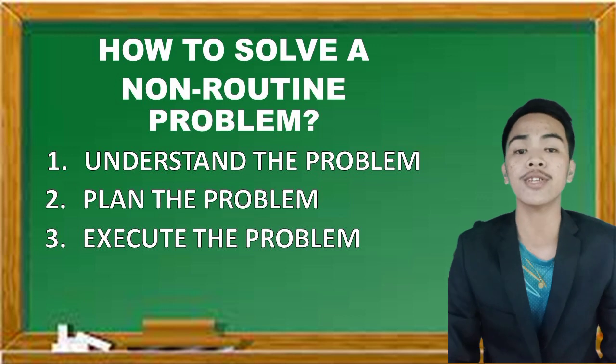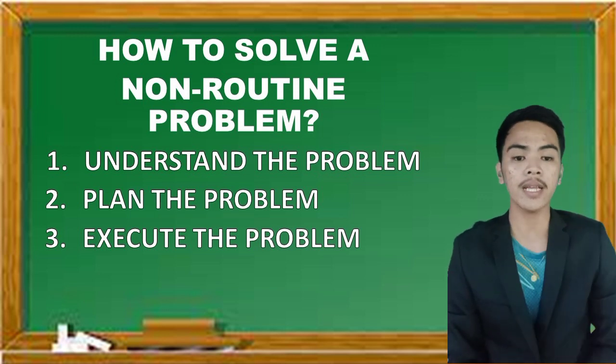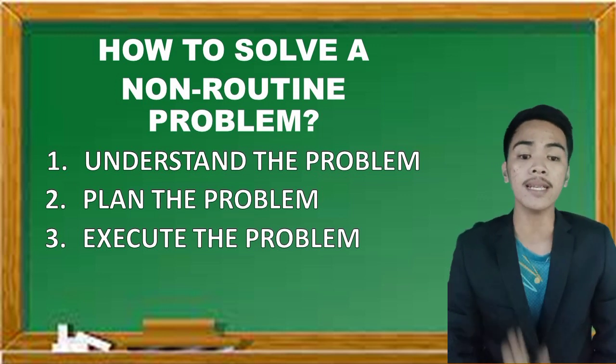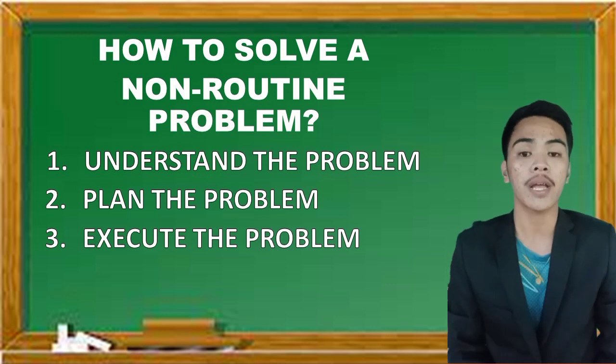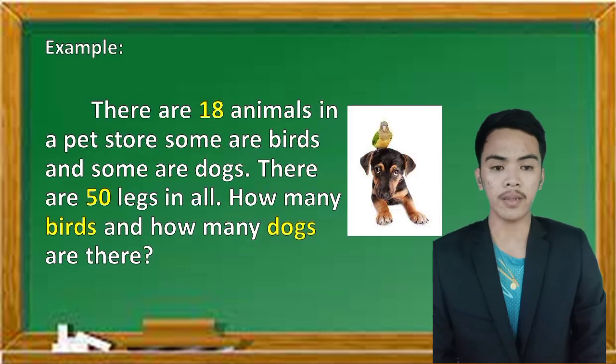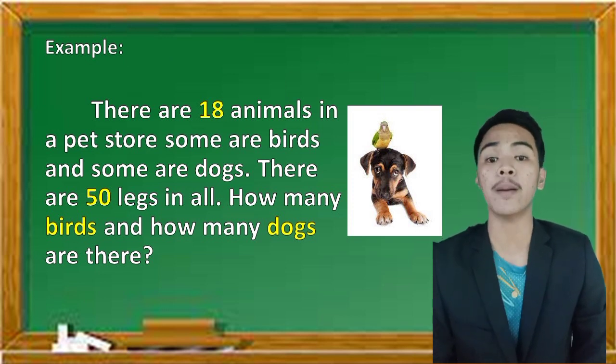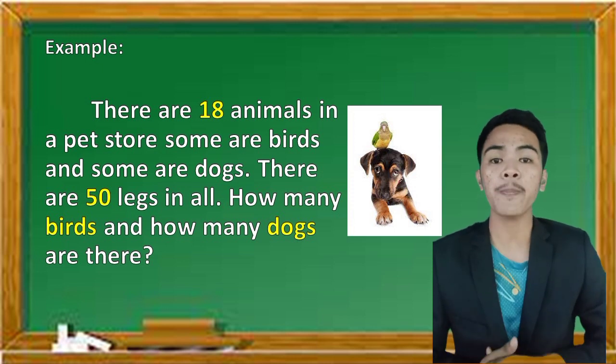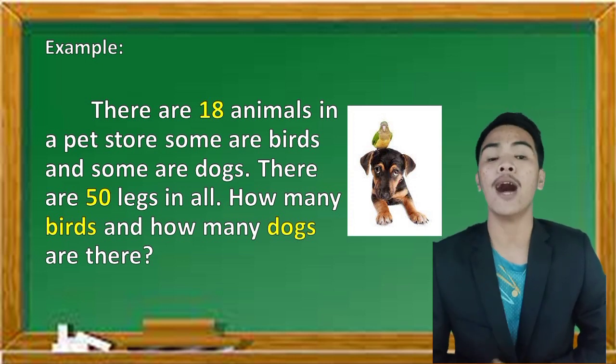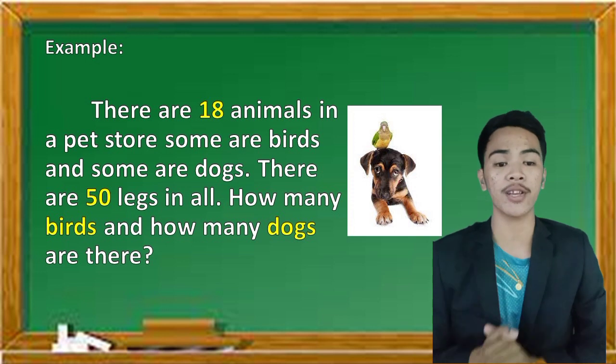First is understand the problem. Second is plan the problem. And lastly is execute the problem. Example: there are 18 animals in a pet store. Some are birds and some are dogs. There are 50 legs in all. How many birds and how many dogs are there?